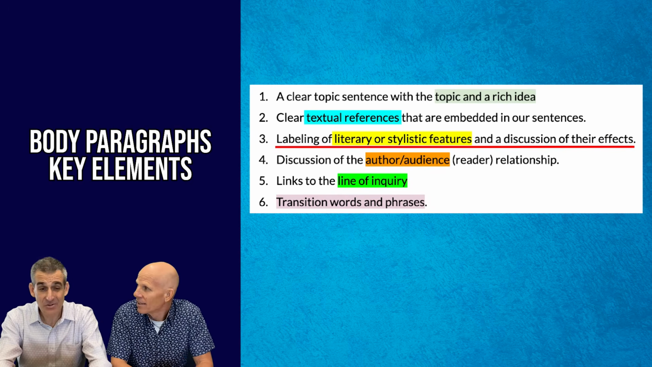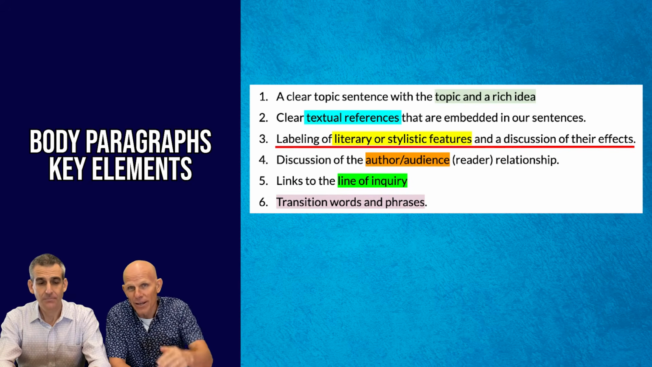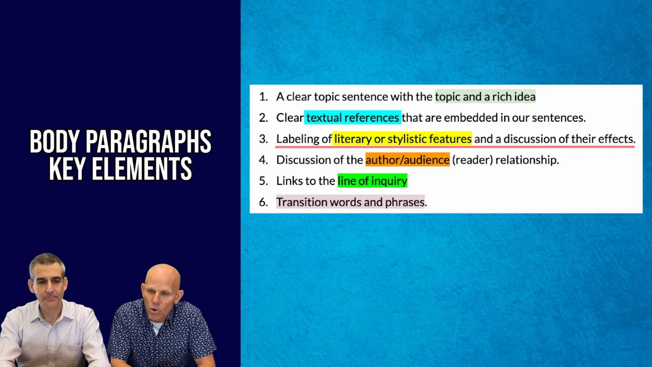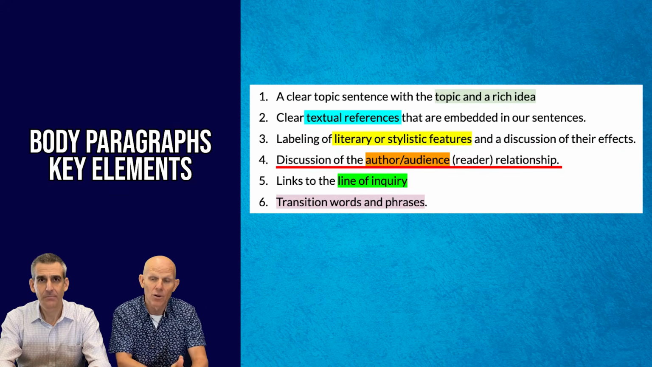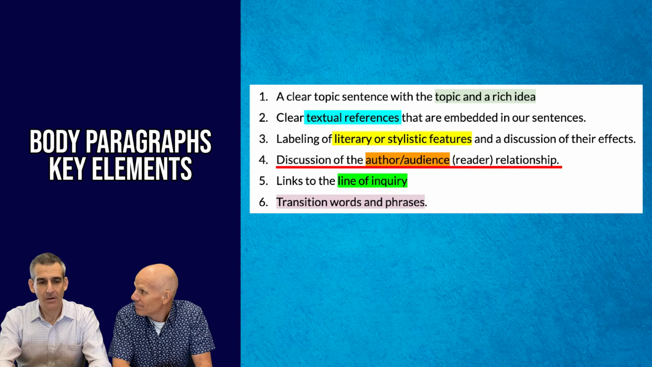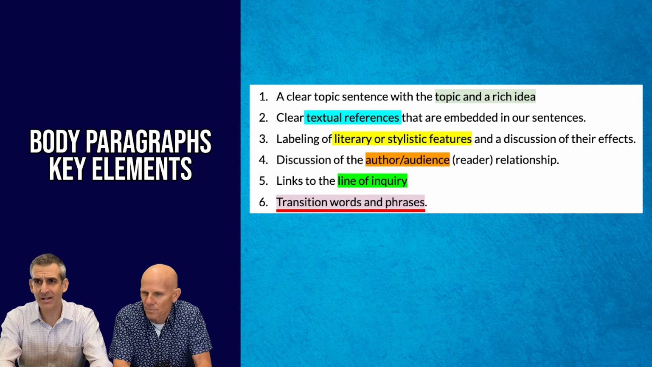So folks, this is an English class. You have to talk about literary aspects. And if we have a literary aspect that we've identified in the line of inquiry, we're more apt to do that. Another important thing. Of course, we want to think about the author-audience or author-reader relationship, really important. And finally, Mr. Giles, you need to think about, of course you want to have links to the line of inquiry, but transition words are very, very important as well. I think, if you're not linking to the line of inquiry frequently, you're sort of off topic.